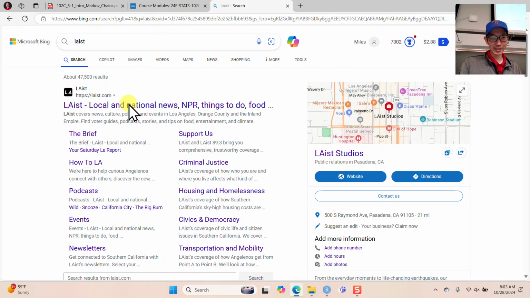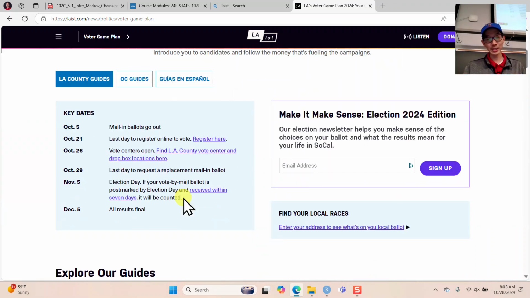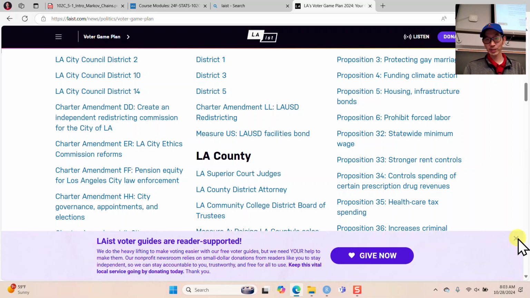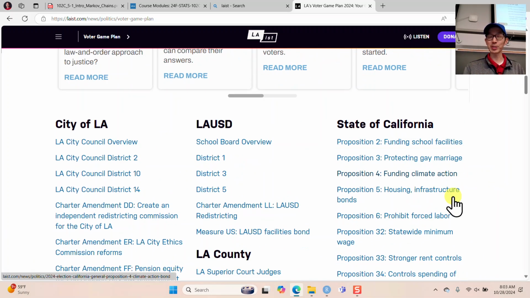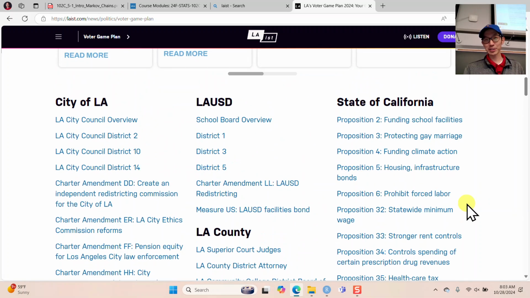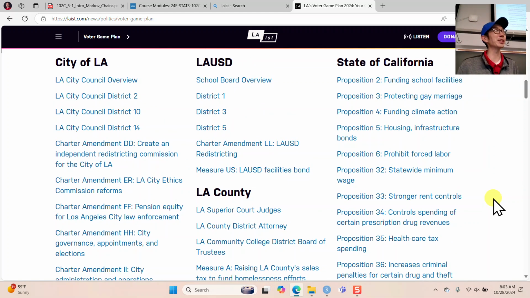I am a fan of this site, LAist, and they have something called the Voter Game Plan. And in my opinion, it gives you good information about some of the different propositions and things that are on the ballot. Just because a lot of these things, you're not quite sure what is happening with. They're certainly not getting as much publicity as maybe the presidential campaign. I think it's good to stay informed, so you can do that.